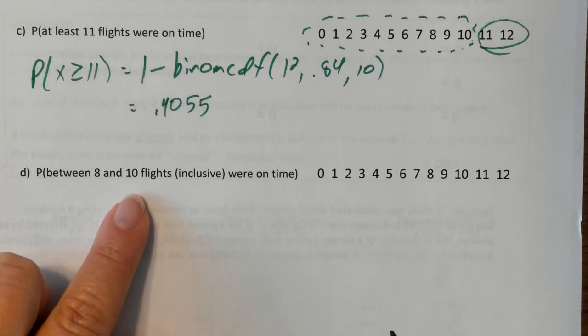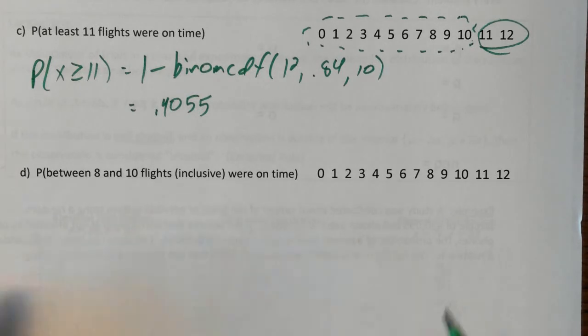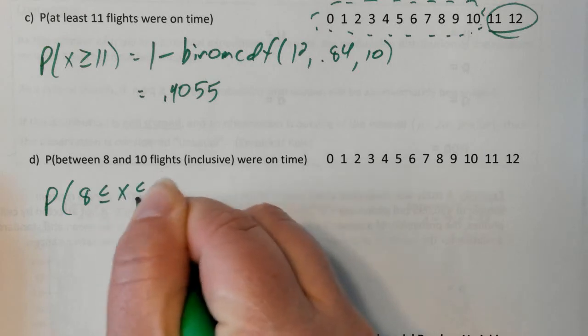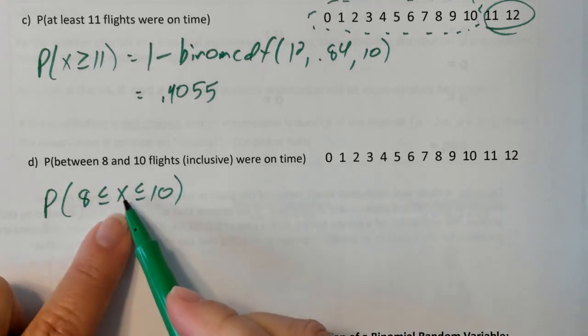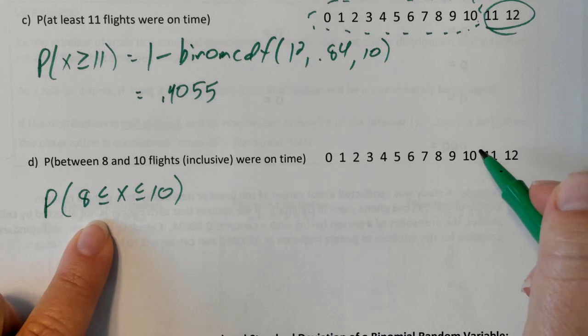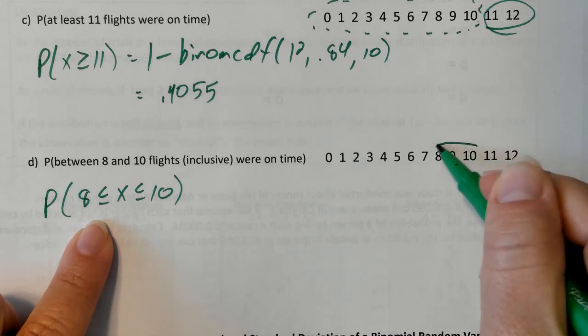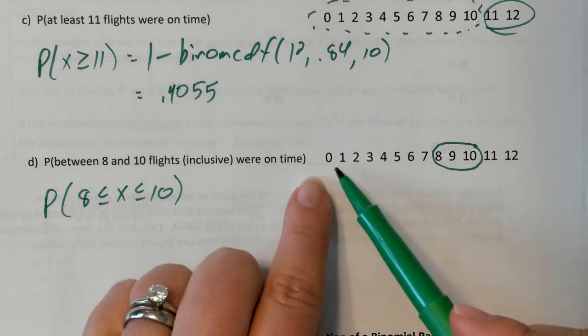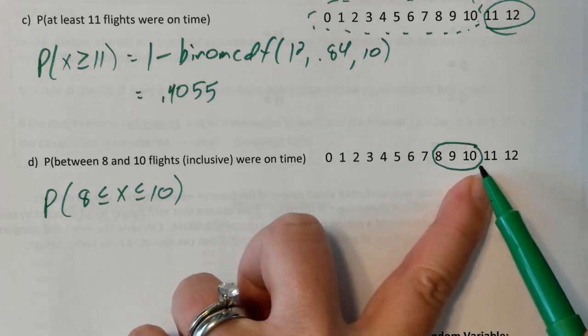Okay, part D, between 8 and 10 inclusive were on time. So we want this right here. We want our X to be sandwiched in between 8 and 10. So 8, 9, or 10 to be on time. Now, a couple ways to do this. Option 1 is to say, well, I know I need to do a CDF. A CDF will start at 0 and go up to the highest end.